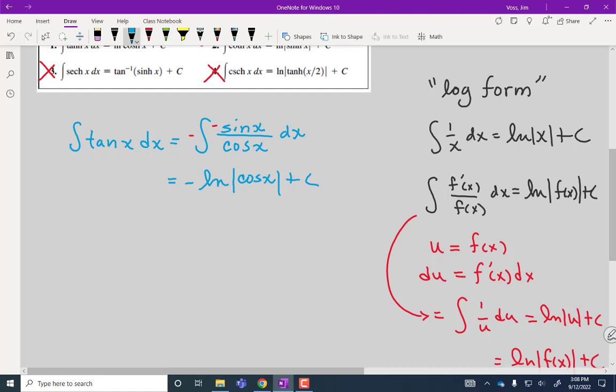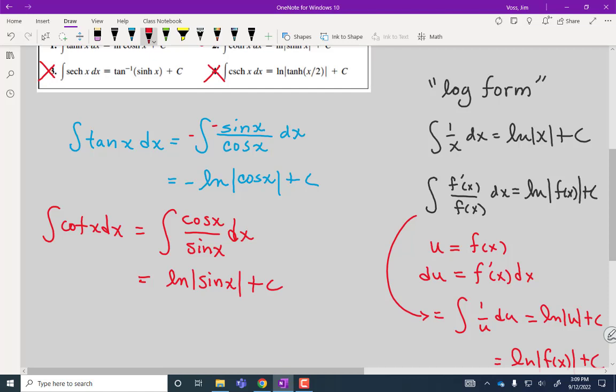So these, tangent, cotangent, well, let's do cotangent. Cotangent's even easier. Cotangent, we have that. It's already in log form. Derivative of sine is cosine. We don't have to fiddle with any minuses. It's in log form. We can write down the answer immediately. This is natural log absolute sine. So now let's do tanh and coth.